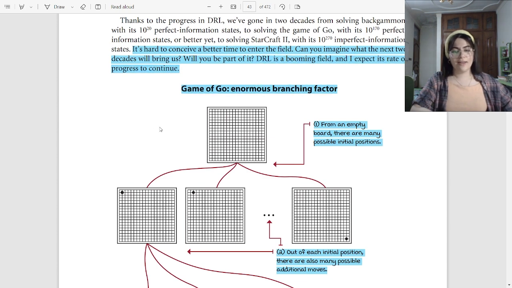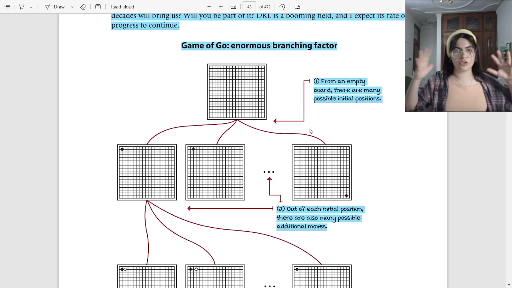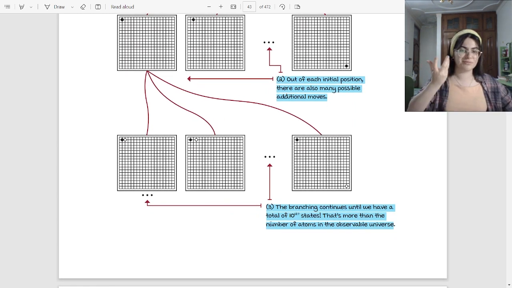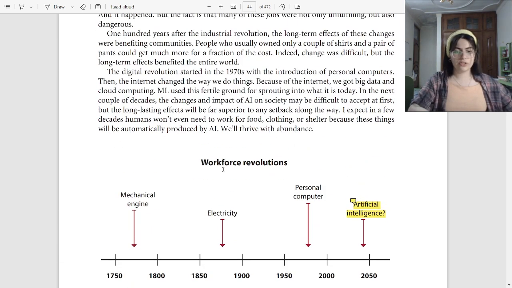Then we have a little gist of the game of Go, which has an enormous branching factor. From a start point, it mentions that there are so many possibilities. For example, for the game of Go, we have 10 to the power of 170 perfect information states, which is a lot. Or for StarCraft 2, we have 10 to the power of 270 and so on. There are so many things to cover, and your computational resources have to be very rich and very strong.